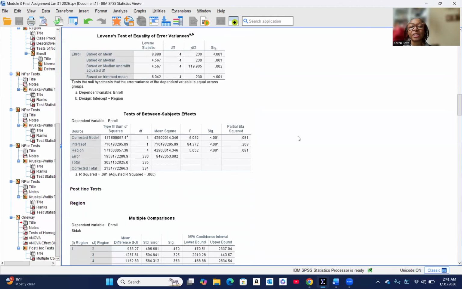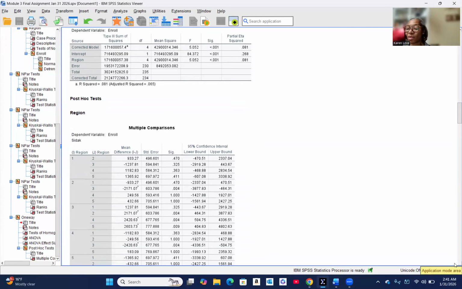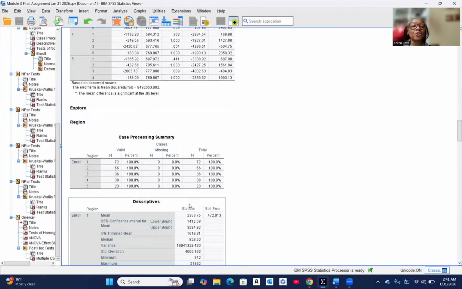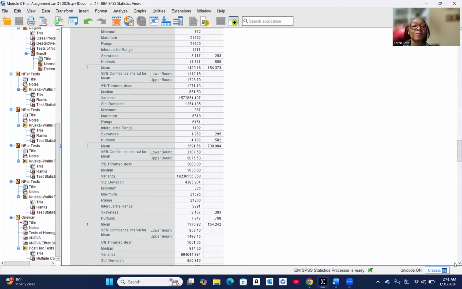When we look at the test of between subject effects, we see that there was a significance of less than 0.001. We also see an effect size of 0.081. This shows significant differences among groups. And we will get that information from the actual region number. We will scroll past the multiple comparisons at this time. This just shows all of the region numbers, regions 1 through 5. And of course, we have the descriptives.